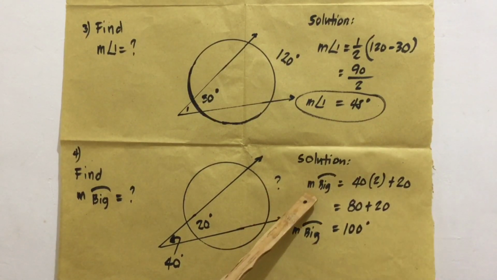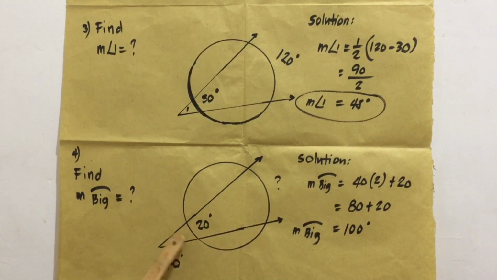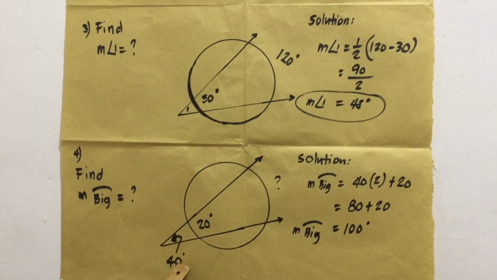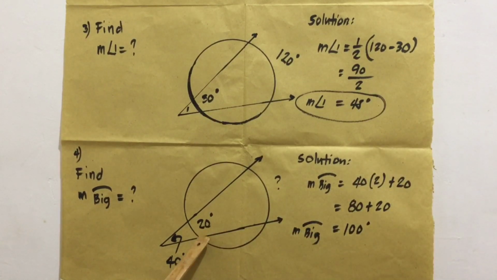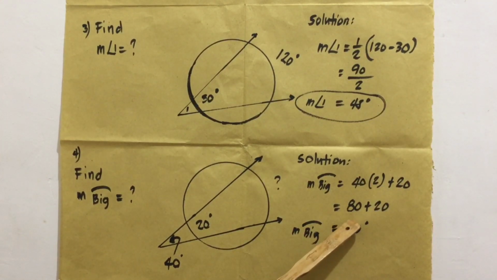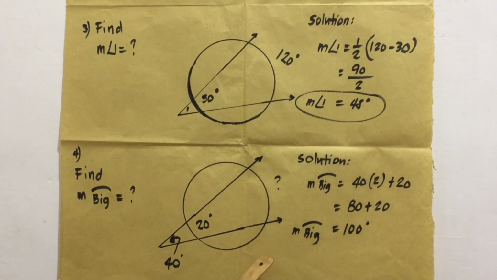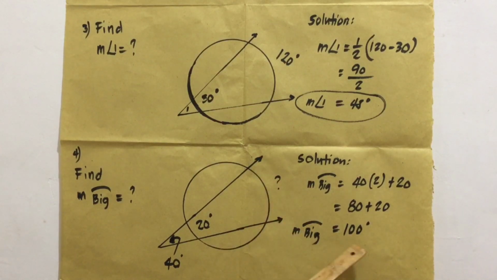So our formula, the measure of the big arc is equal to, we have to multiply by 2 the angle here, 40. So 40 times 2, then plus the small arc, 20. Then 40 times 2 equals 80, plus 20 equals 100 degrees. So therefore, the measurement of the big arc, this one, is 180 degrees.